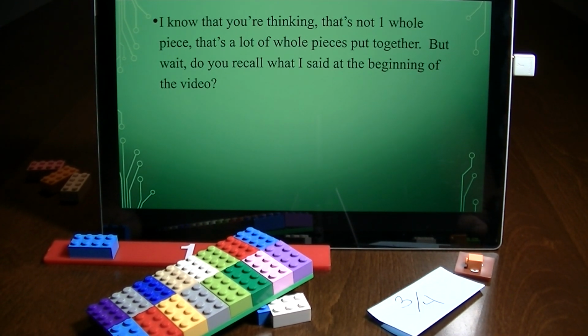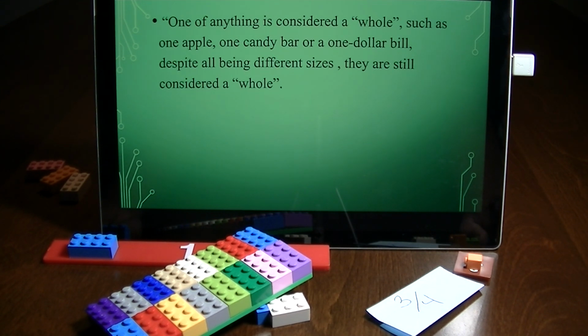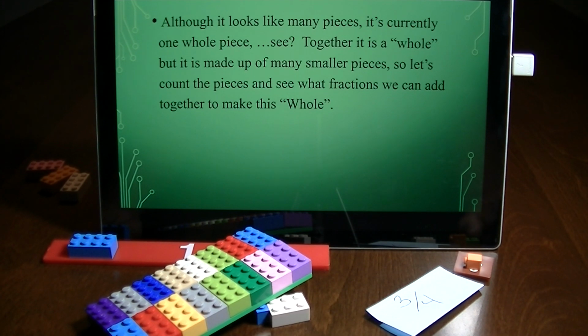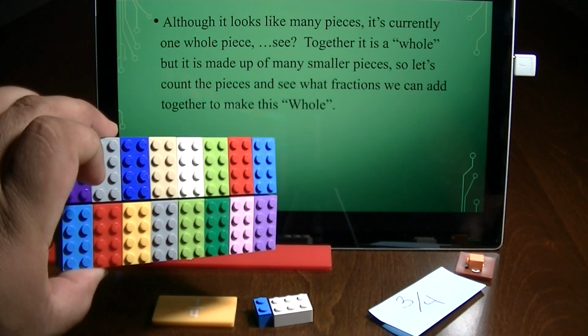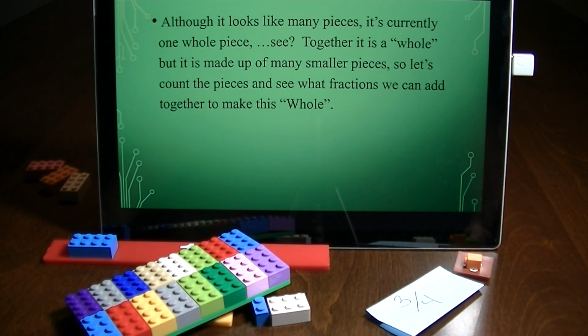But wait, do you recall what I said at the beginning of the video? One of anything is considered a whole, such as one apple, one candy bar, or a $1 bill. Despite all being different sizes, they are still considered a whole. Though it looks like many pieces, it's currently one whole piece. See? Together it is a whole, but it is made up of many smaller pieces.